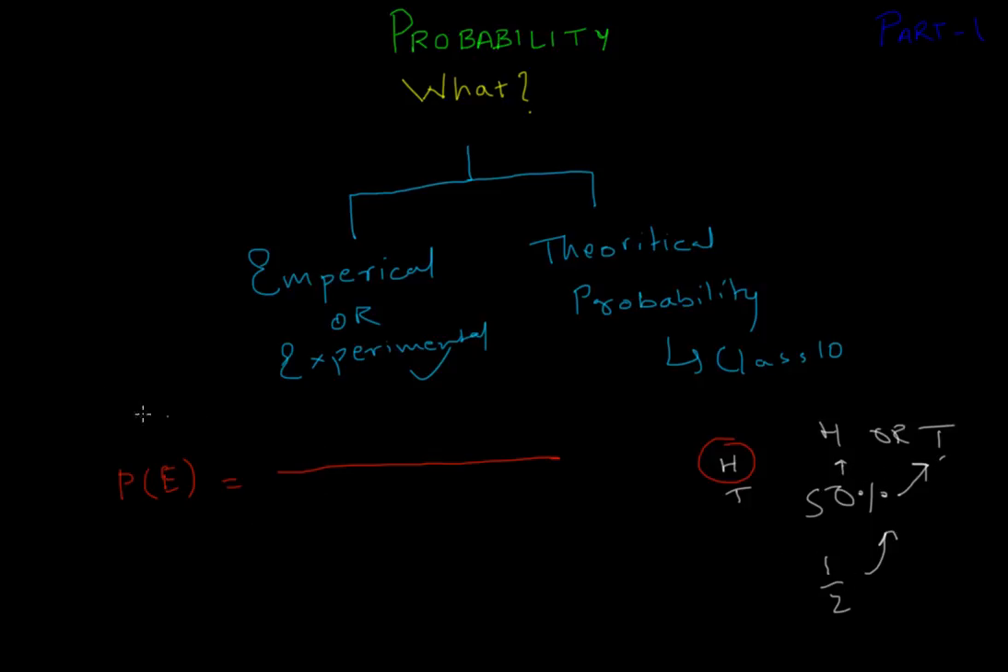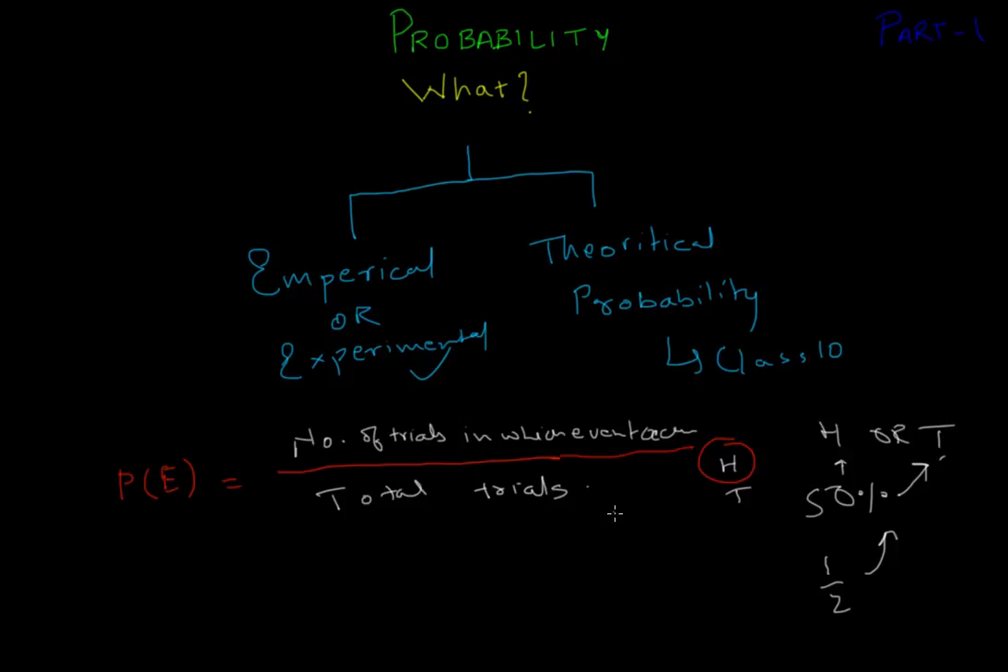So we define probability as the number of trials in which the event occurred, over the total number of trials.